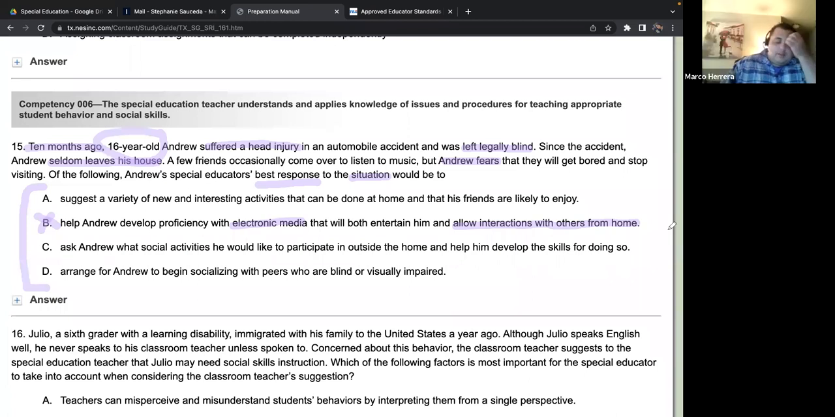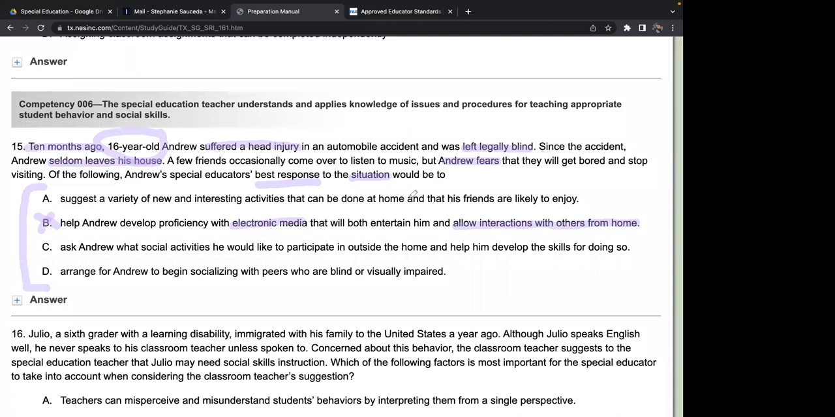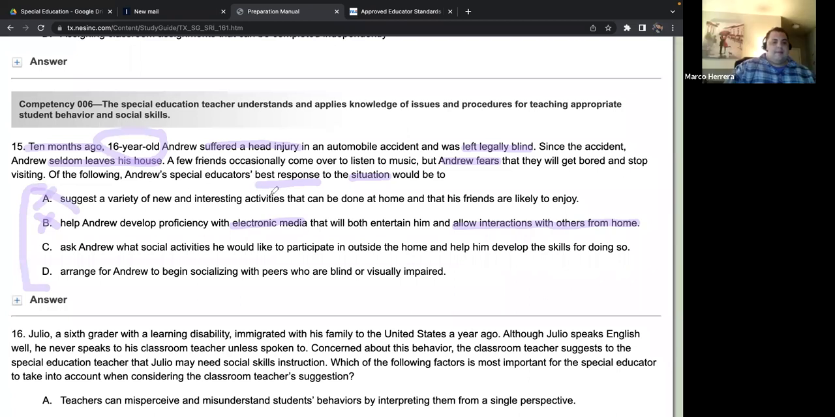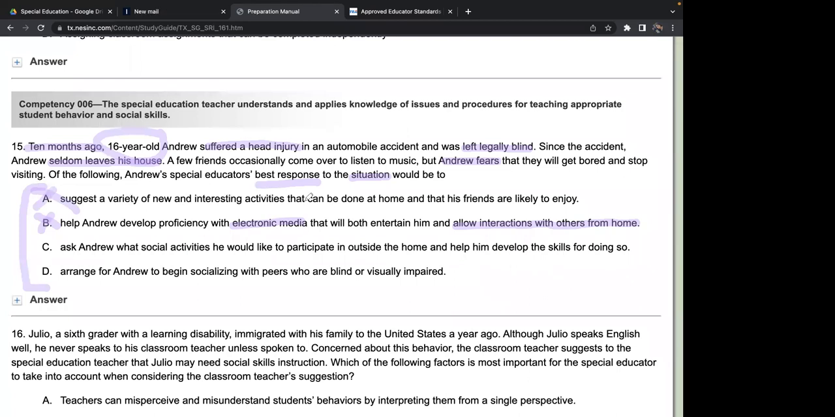Okay. So then you can also eliminate A. Absolutely. You can also eliminate A because A does not remove him from the home. Again, it suggests interesting activities that can be done at home and that his friends are likely to enjoy. That's not even a for sure. But even if it was for sure that they're likely to enjoy things that we suggest, their special ed teacher, it's still being done at home. And we need him to get out of the house. We don't want him to be seldomly leaving the house. And so now we are left with C and D. And of those, which is the best response?